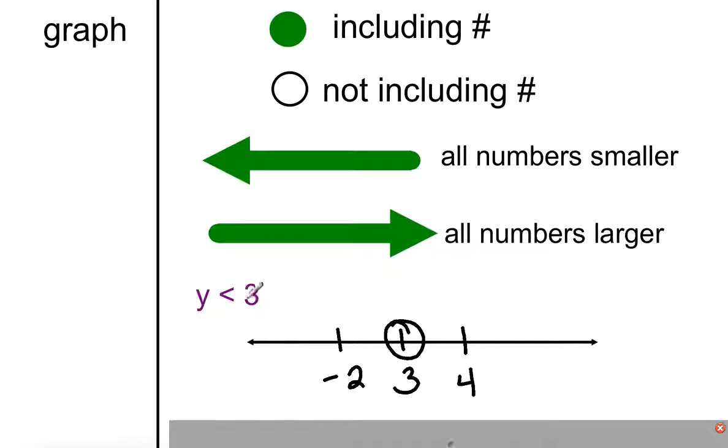And then we need all of the numbers less than 3. That would mean it would go this direction. So we kind of shade it in with a squiggly line, and we draw our arrow on the end. Basically what it's saying is the answer to this could be 2, 1, 0, -1, -2, anything in this direction. So if you put a number in, let's put 2 in. Is 2 less than 3? Then you know you're going in the correct direction.